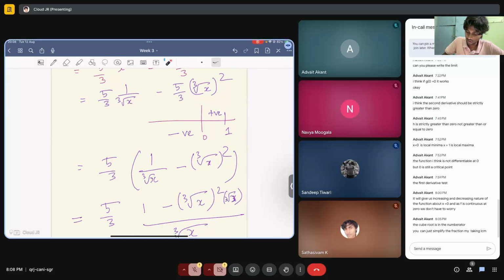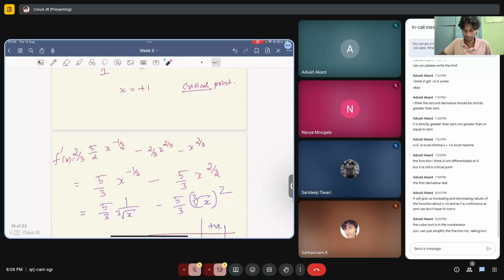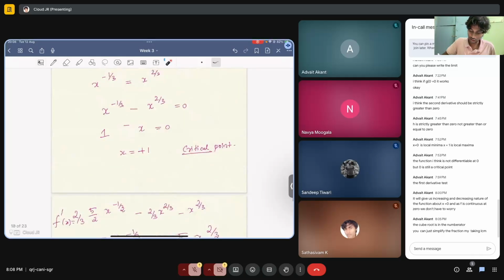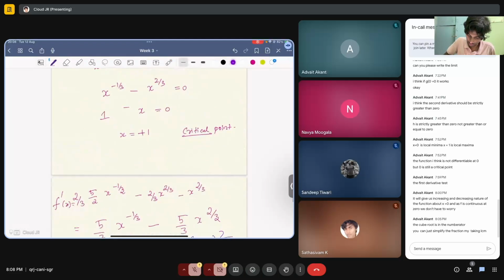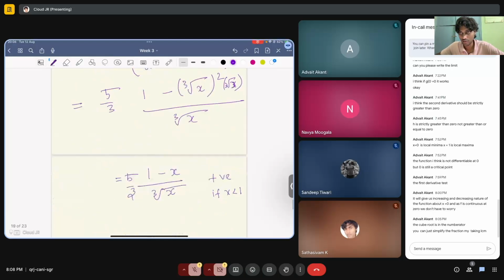Okay, so here you have a maxima and here you have a minima. So it changes from negative to positive, so you have minima. Okay, so those are the two critical points. So there are other critical point. X equal to 0 is also a critical point. Okay. So let's move on to the next question.